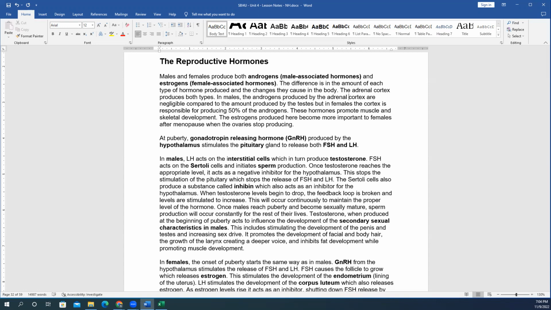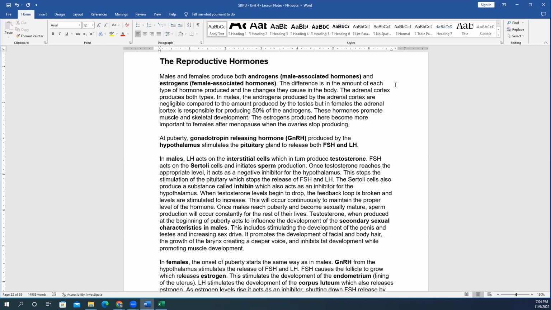Now contrast that to the females. In the females, the adrenal cortex produces almost 50% of the androgens, or the male-associated hormones, that are produced in the female body. So in females, the major site for the production of androgens is the adrenal cortex, whereas in males, it is more the testes that produce the androgen hormones.